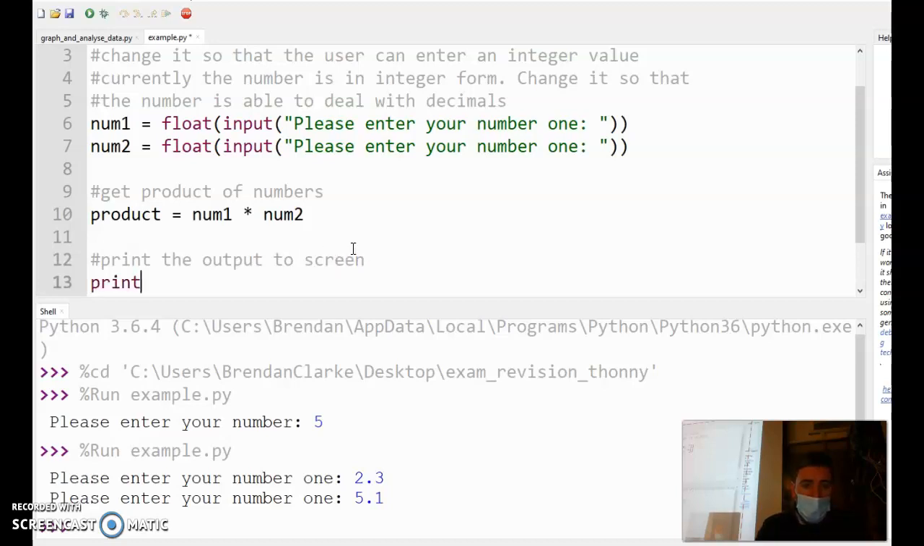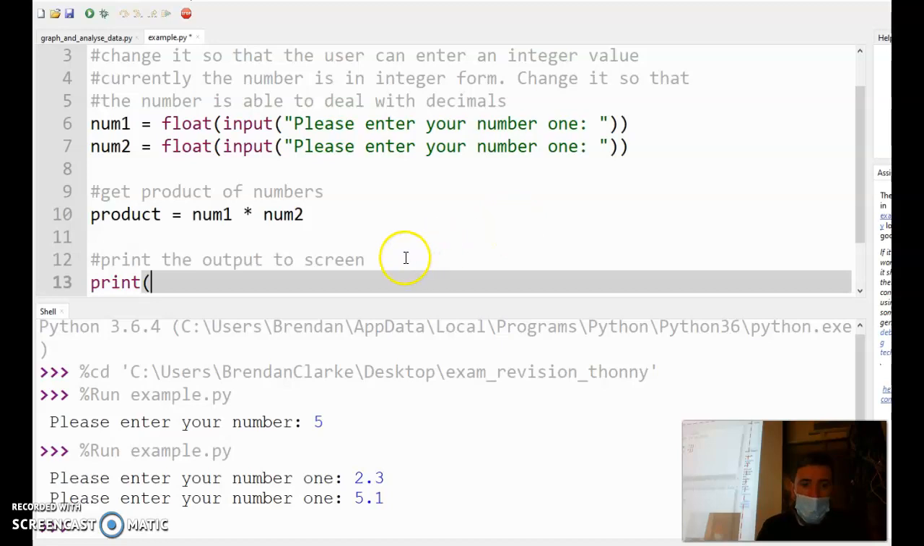And then it might say print the output to screen. And look, I don't need to, and maybe it should say in an appropriate manner. Appropriate manner. So maybe I should say this: num1 multiplied by num2 equals product.